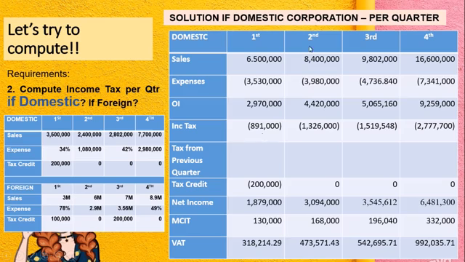Okay, and for the second quarter, after computing the certain financial income statement, you get your income tax of 1,326,000, which should be submitted to BIR on when? August 15. For the third quarter, you have 1,519,548 to be submitted to BIR on November 15.